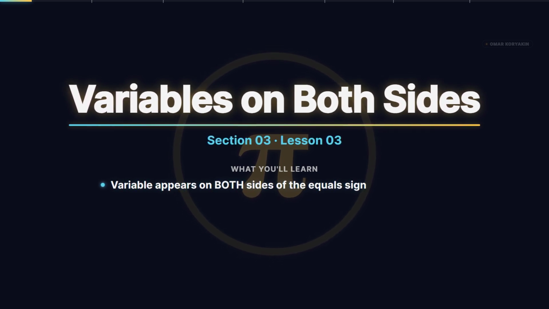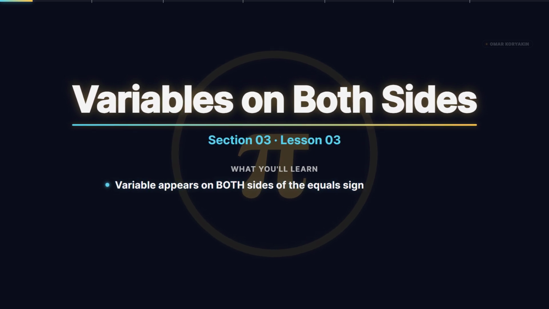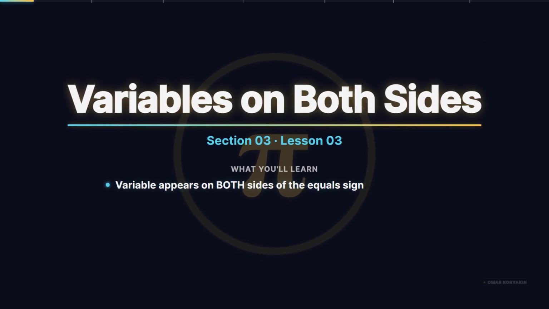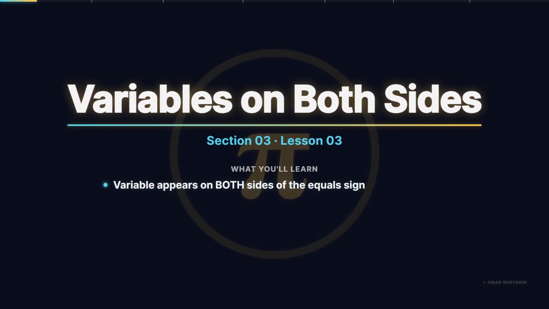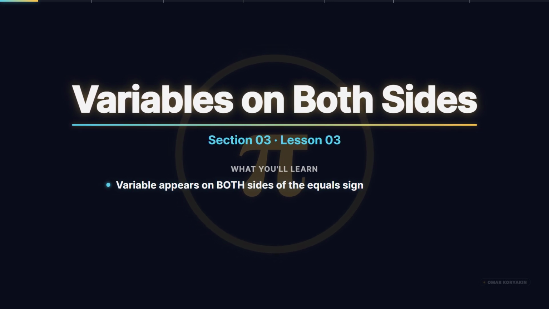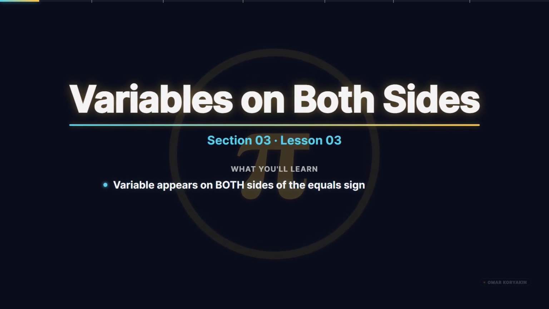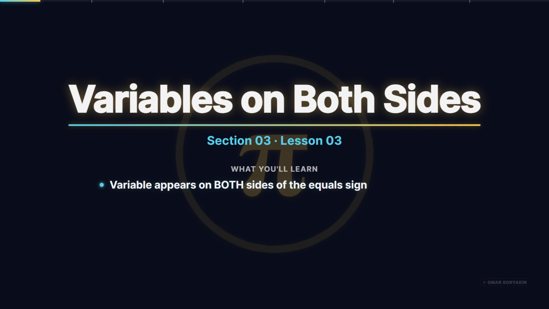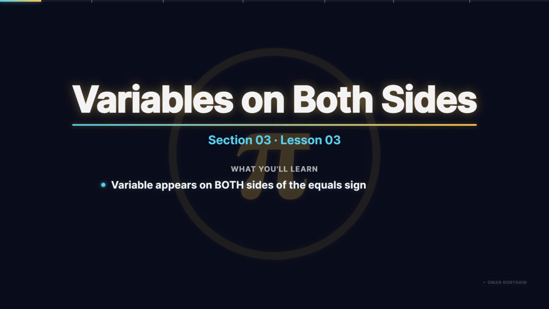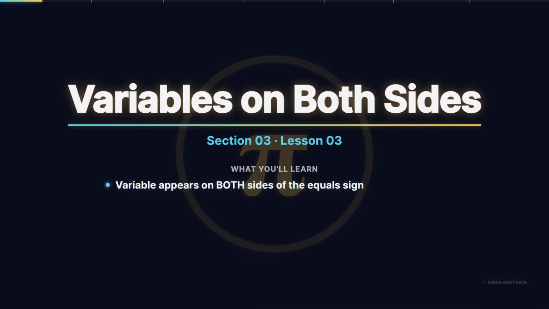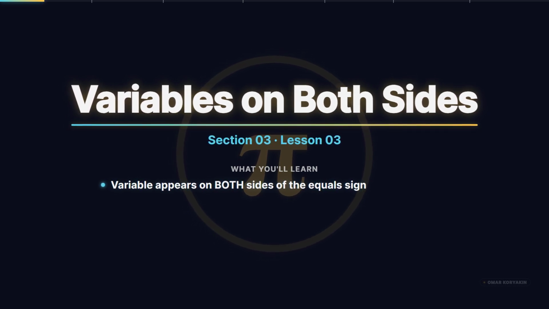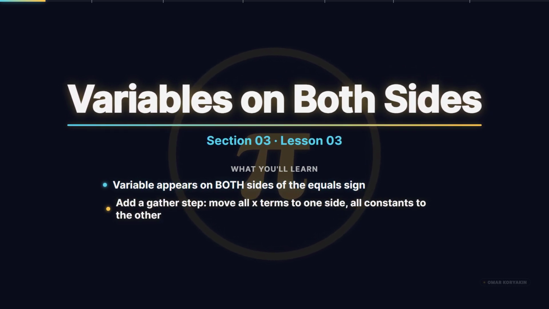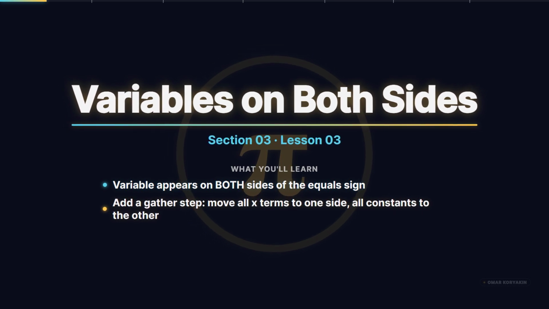A both sides linear equation has the form ax plus b equals cx plus d, where the variable x appears on both the left and the right of the equals sign. The structure is still linear, meaning x appears only to the first power, no roots, no x in denominators. The both sides feature is the only structural change from the previous two lessons, and it requires only a single new step in the solving procedure, rather than a whole new toolkit.